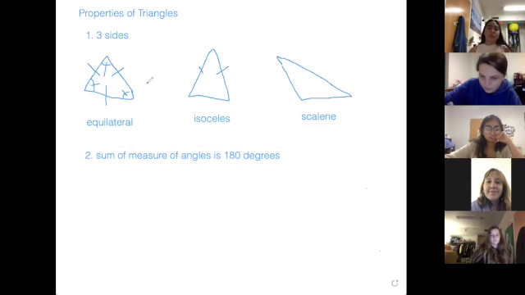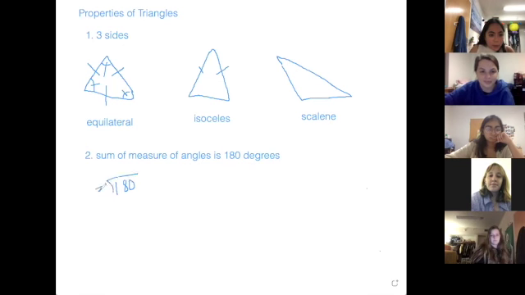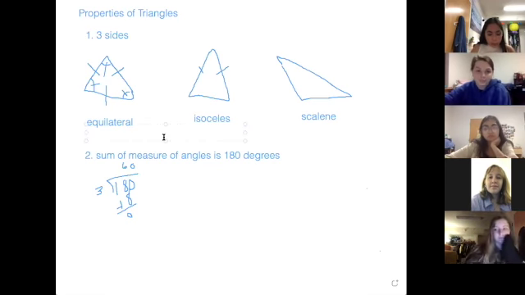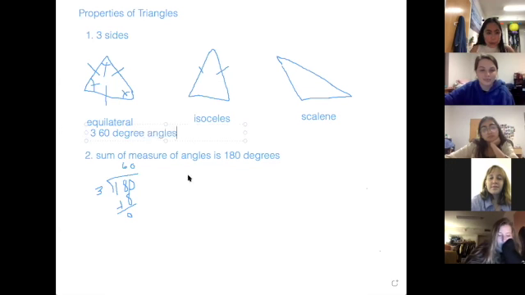And we can actually determine exactly what the measure of the angles are of an equilateral triangle, right? Because we have three equal angles whose sum is 180. So let's math that out real quick. 180 divided by 3. 3 times 6 is 18. And then bring down the 0. We get 60. So in an equilateral triangle, we always have three 60-degree angles.